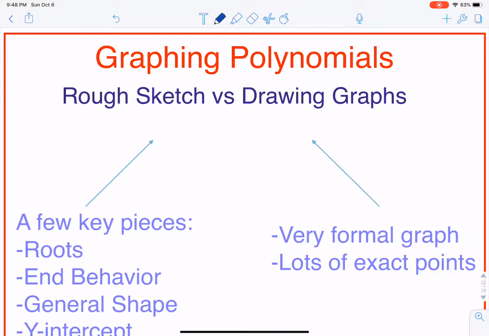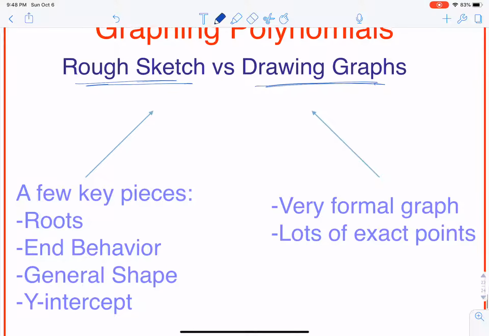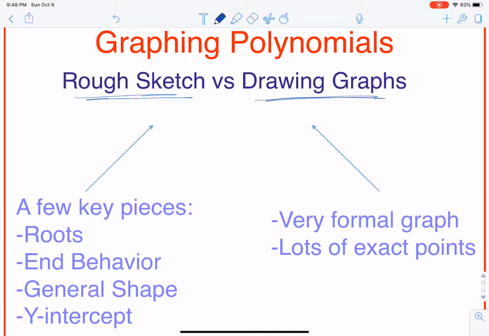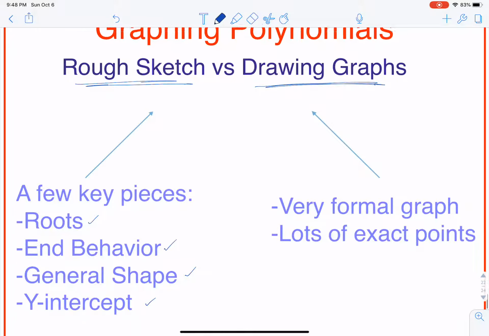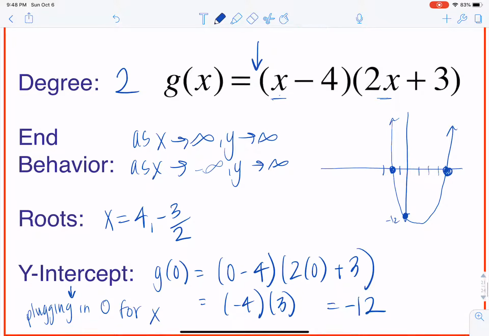I just want to talk quickly about giving a rough sketch of a polynomial versus drawing a graph of a polynomial. For a rough sketch, we need some roots, some end behavior, the general shape, and the y-intercept. So I would say this is a very rough sketch.